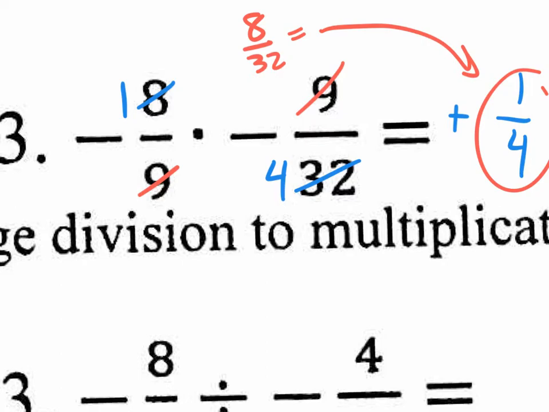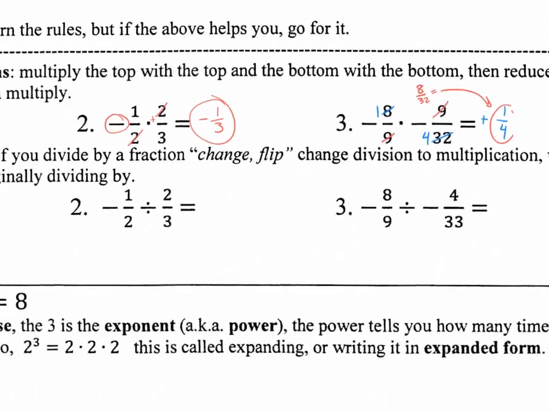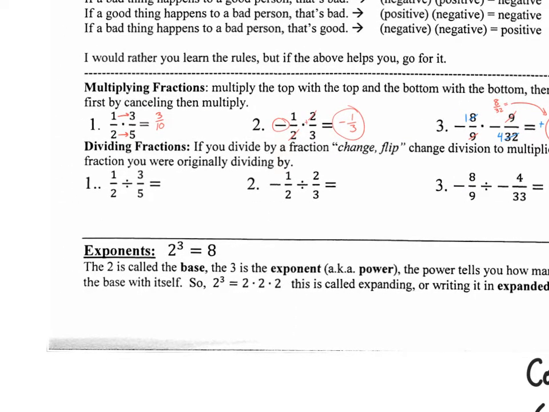Yeah, it's a shortcut to cancel. All right, now dividing is pretty much the same. Dividing is multiplication, guys, right? It's just flipping the second fraction and changing the division to multiplication, all right?